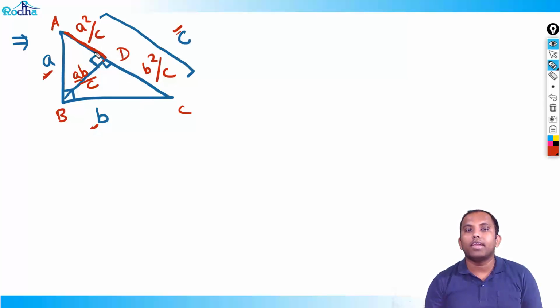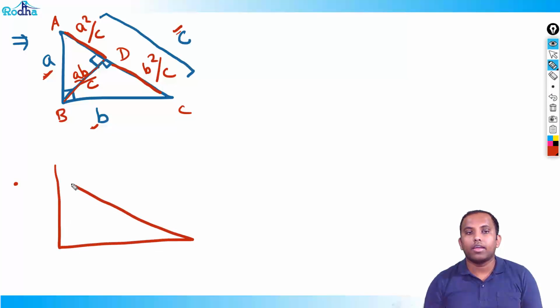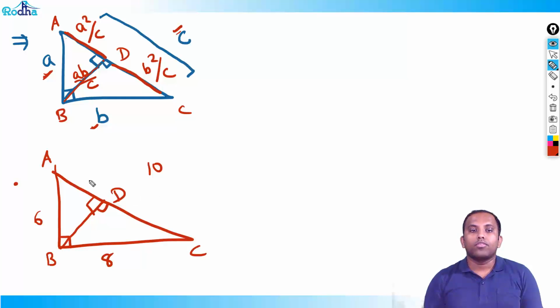So you write here A, you write here B, you write here C. Upper one, AD, is A square by C. Lower one, sorry, not BD, CD. CD is B square by C, and this BD is what? This BD is AB by C. Right. So very quickly you can get this value. For example, we have questions also like this, right? Suppose there's a triangle here, and the triangle's sides are 6, 8 and 10, ABC, and this BD is again the height of the triangle, right? So what is the value of AD, what is the value of DC, what is the value of BD?